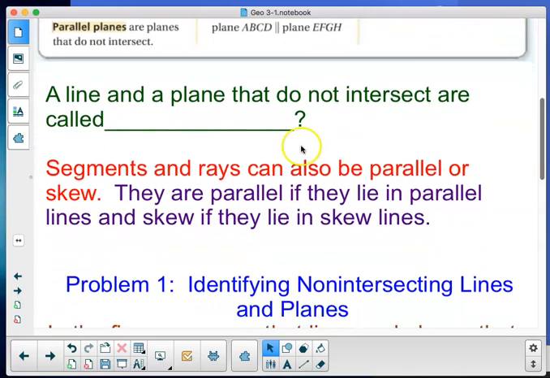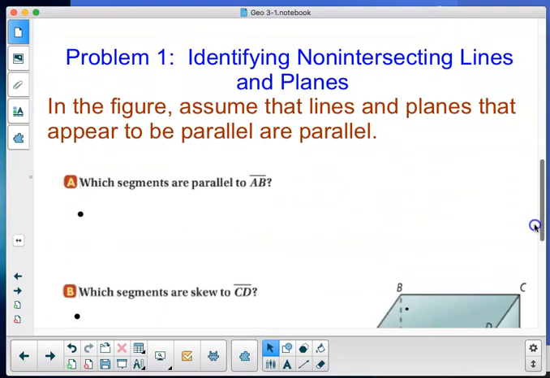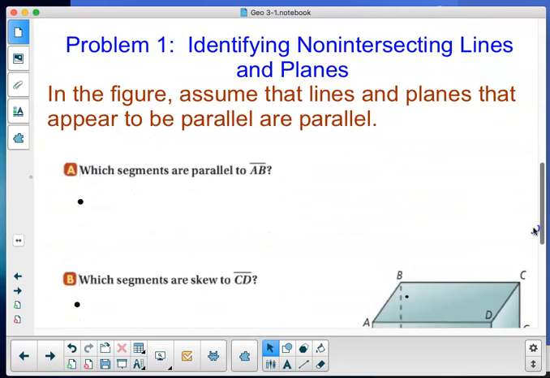Now, a line and a plane that do not intersect are called parallel. Segments and rays can also be parallel or skew. They are parallel if they lie in parallel lines and skew if they lie in skew lines. So let's keep that in mind. Just keep those parallel and skew lines and things that intersect kind of separate. Let's talk about identifying non-intersecting lines.